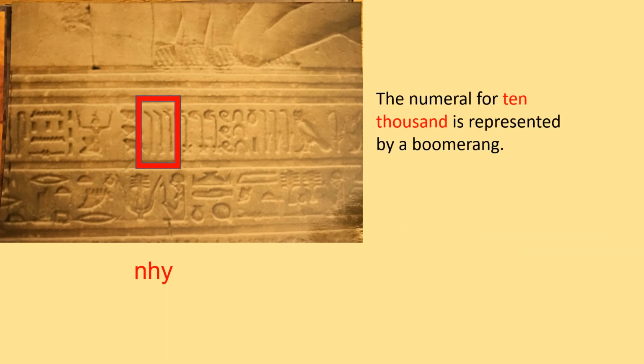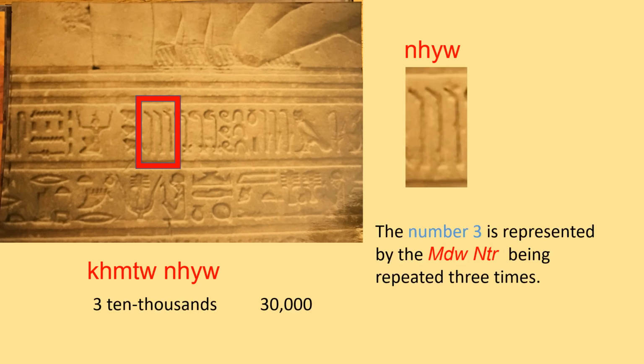The numeral for 10,000 is represented by the boomerang, and one boomerang is Nehi. So again, the number 3 is represented by the Medu Neter being repeated 3 times, and these are boomerangs. So this is Nehi, plural Nehiu. So when we have 3 10,000s, we have Kemtu Nehiu. And again, in Hindu Arabic, we would write this as a 3 with 4 zeros.